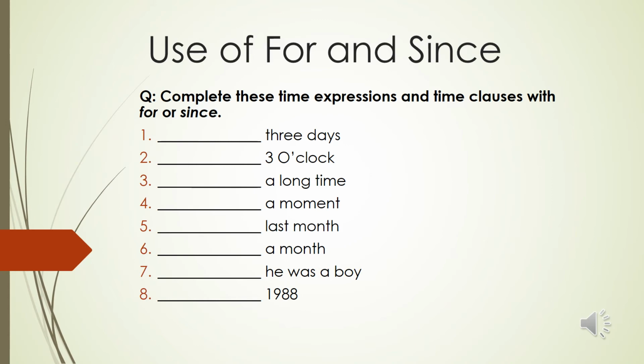Fifth, last month. Last month is exact. So we will use since last month. Number 6, a month. It can be any month. So we will use for a month. Number 7, dash he was a boy. Since he was a boy. Number 8, 1988. As exact year is given, we will use since in number 8. So it will become since 1988.